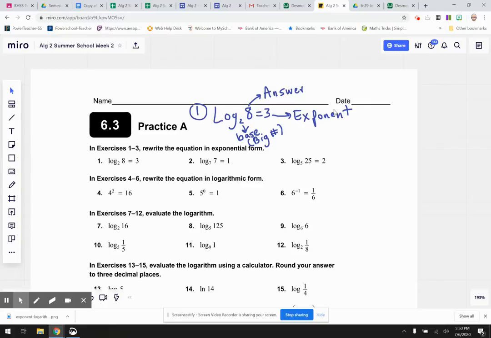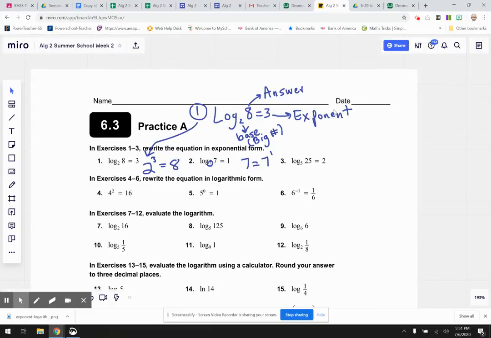If we take that into consideration and look down here, the base is a 2, the exponent was the 3, and the answer is the 8. And that is true. 2 to the third power is 8. 2 times 2 times 2 is 8. If we continue with that logic, the small number is a 7, the answer equals 7, and the 1 is the exponent, and 7 to the first power is 7.